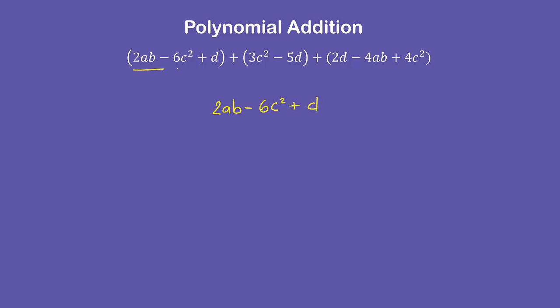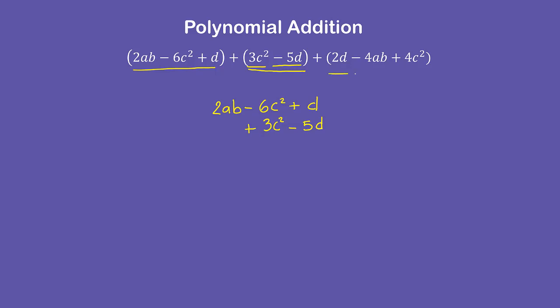I just wrote the first polynomial. Now I'm going to write the second polynomial, but writing each term beneath its like term. I'm going to start with the 3c squared. So I look for the c squared in the other polynomial and write it beneath it. Positive 3c squared. Now the next term is negative 5d, beneath the d, minus 5d, because it is its like term. Okay, I'm done with the second polynomial.